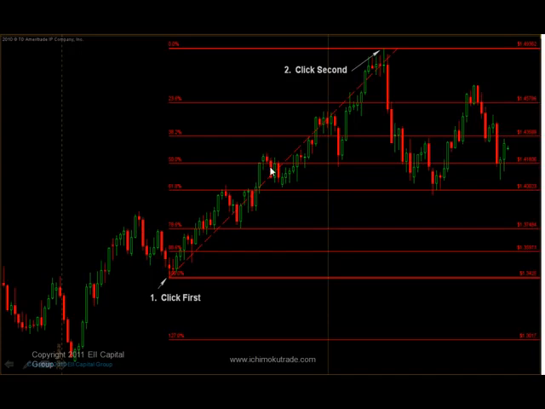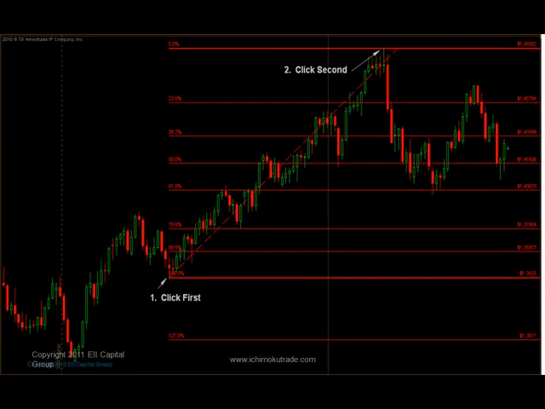Though this leads me into something else. Take the bigger picture first. You don't want small profits, right? You want to take the bigger ones. So what you want to do is click here, which is the beginning of the trend. Then you want to click over here where the trend ended. You okay with that?